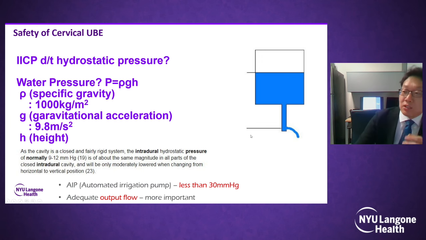It is important that during cervical surgery, many surgeons are concerned about the water pressure effect on the spinal cord. There are some equations calculating the water pressure, but this is not directly applicable to UBE surgery, but I don't know. The important point is that the automated irrigation pump pressure should be less than 30 mmHg, and the most important thing is output flow. If output flow is blocked, like by a check valve, the accumulated water in the working space can put pressure on the spinal cord. So facilitating output flow is more important than anything.